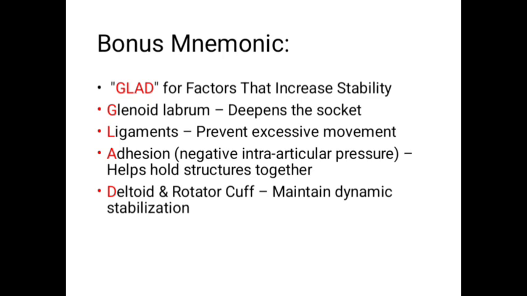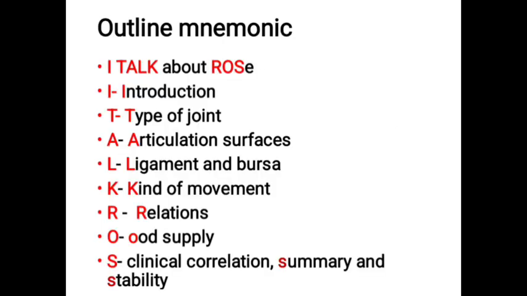Now the next mnemonic is GLAD, which can help you know the factors that increase stability to a joint. We have the glenoid labrum, the ligaments, the adhesion formed by the glenoid labrum. And finally, we have the deltoid and the rotator cuff muscles that maintain the dynamic stability. I know this mnemonic has helped you, and with this mnemonic you can form an outline. The other mnemonics in this video can help you remember all you need to know about the shoulder joint.